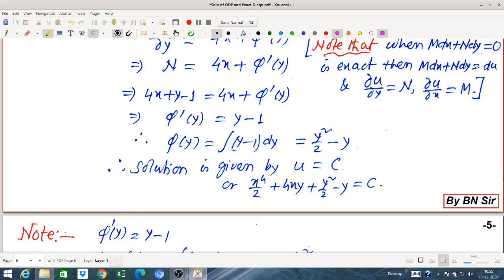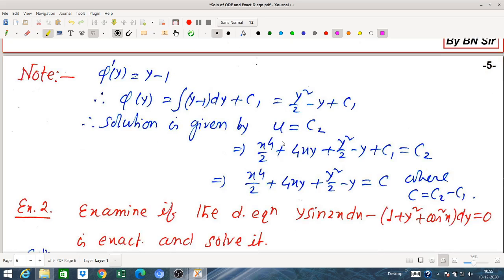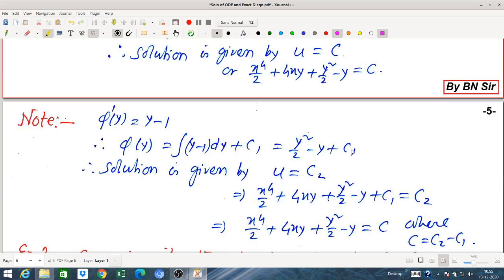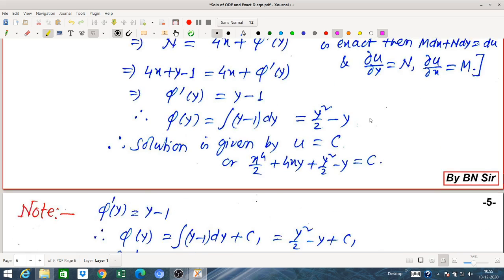5'(y) is y minus 1. Okay, so if we integrate, we have to give a constant c1, say suppose c1. Therefore the solution is given by, now we know already the exact equation solution is u equal to constant. Instead of c, I have written here c2. Now put the value of u: x to the power 4 by 4 plus 4xy plus 5(y), but here 5(y) is y square by 2 minus y plus c1, and there is a c2. Now change sides, c2 minus c1, and let us take this c2 minus c1 as c. So this c1 we may not add, the final answer will be the same. c2 minus c1 is an arbitrary constant, so by adjusting the constant we can get it. That's why I have not added c here.